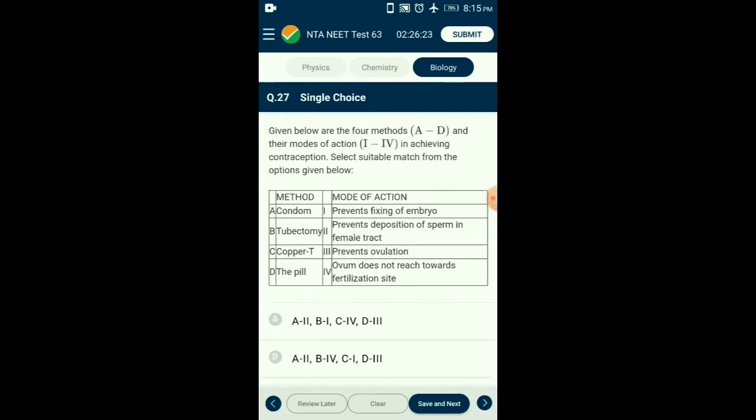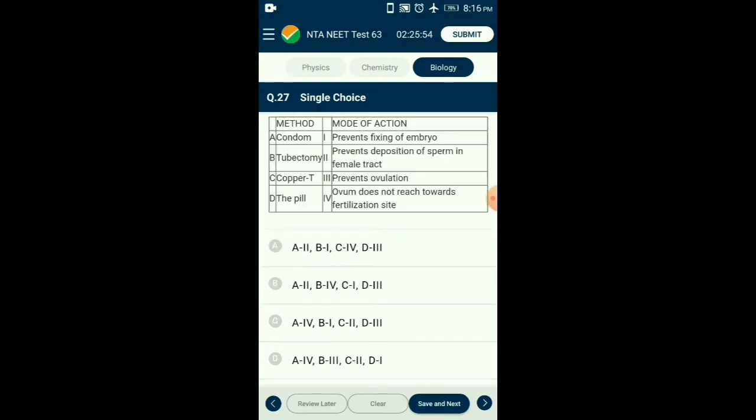Question number 27. Given below are the 4 methods, from A to D, and their modes of action, 1 to 4, in achieving contraception. Select the suitable match from the options given below. Condom is a rubber sheath which prevents pregnancy by acting as a barrier, preventing semen from entering the vagina. Tubectomy is a surgical process that blocks the fallopian tubes, thereby preventing the egg released by the ovary to meet the sperm.